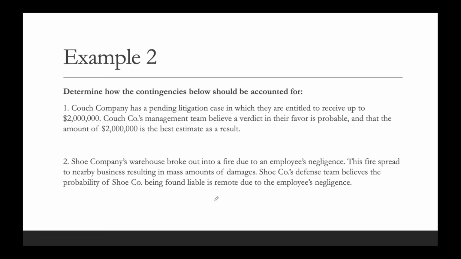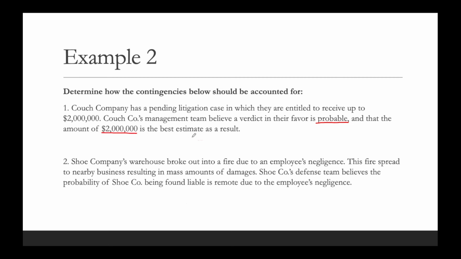Starting off with number 1, Couch Company has a pending litigation case in which they are entitled to receive up to $2 million. Couch Company's management team believes a verdict in their favor is probable, and that the amount of $2 million is the best estimate as a result. So in this case, we're taking a look at a gain contingency because it says Couch Company is entitled to receive $2 million. It also says Couch's management team believes a verdict in their favor is probable, so that's management's probability of the gain contingency occurring, and that the amount of $2 million is the best estimate.